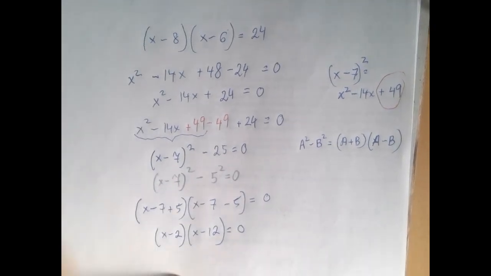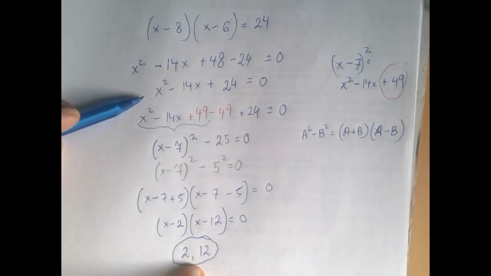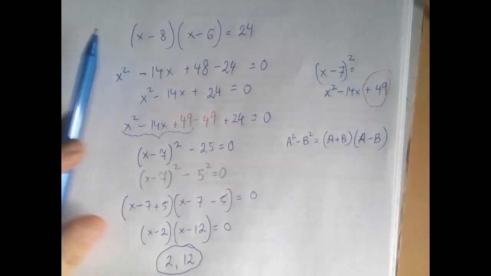So applying the zero product rule, the two solutions of this equation are 2 and 12. And 2 and 12 make sense here because they add up to 14 and their product is 24. However, when we check, we should always, without exception, go to the first line.